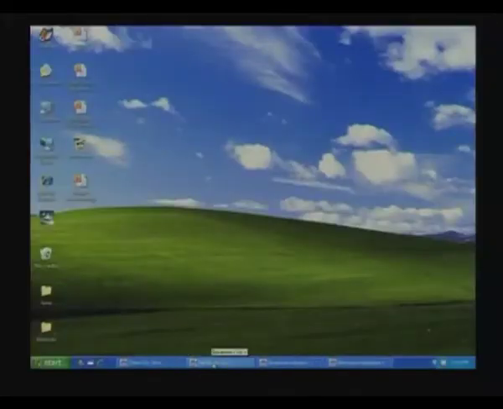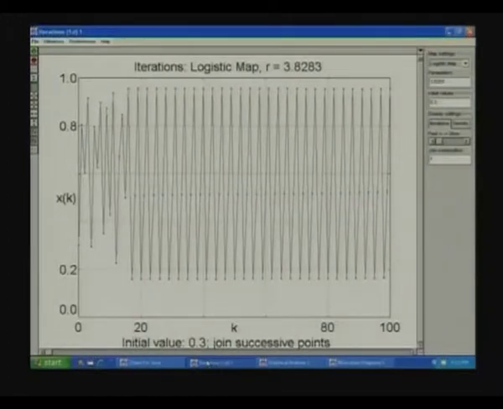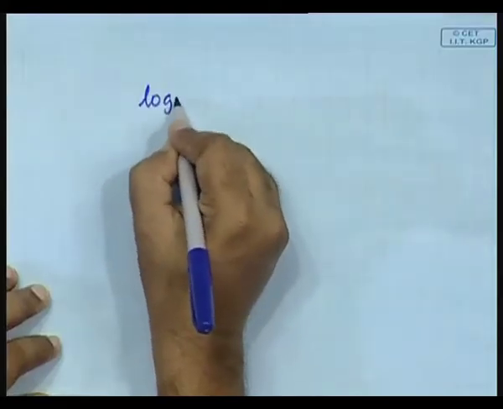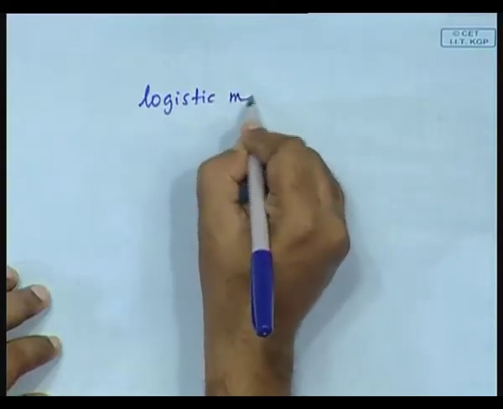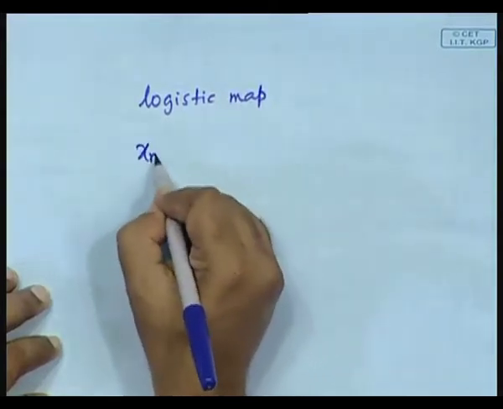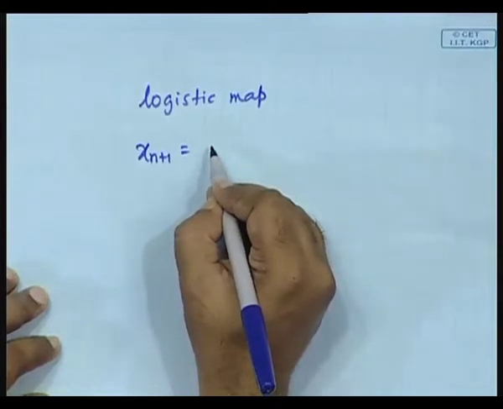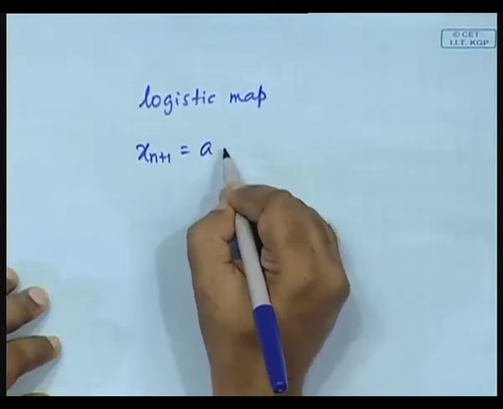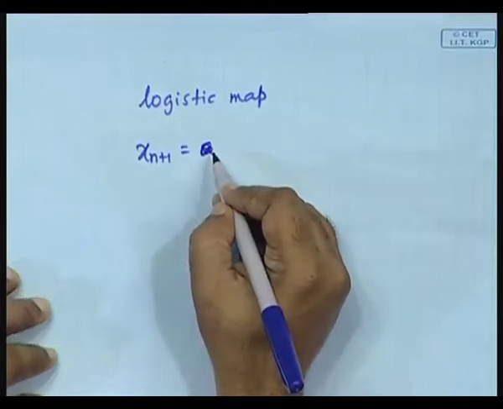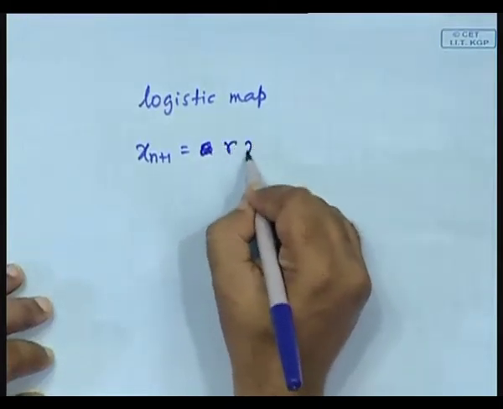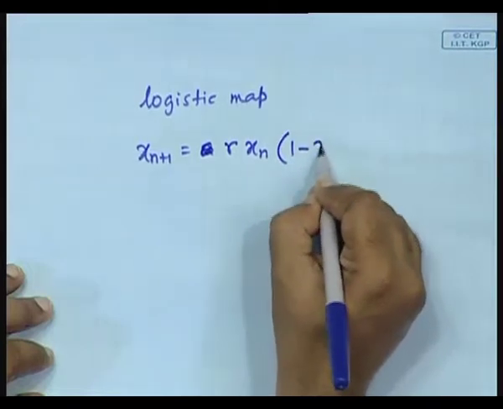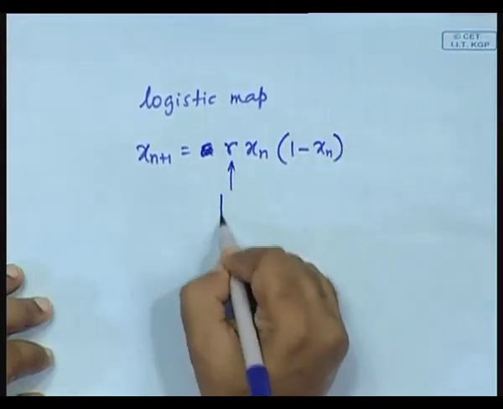So, with that understanding, let me illustrate a few things on the computer before we stop today. Here is the map called the logistic map, which is x n plus 1 is equal to a x n (1 minus x n), or normally it is written as r x n (1 minus x n). R is the parameter.